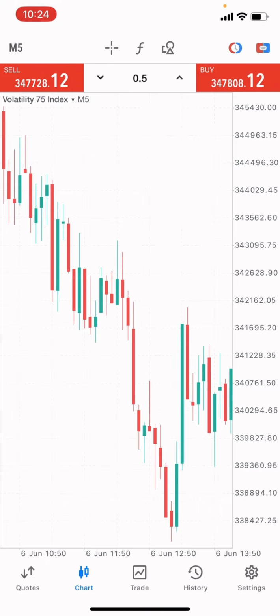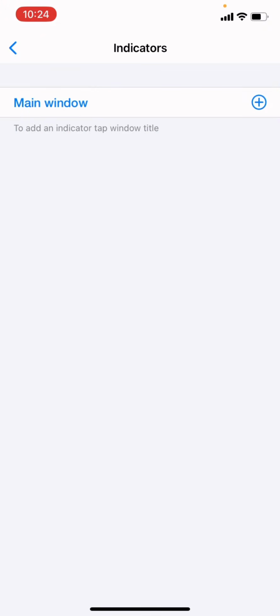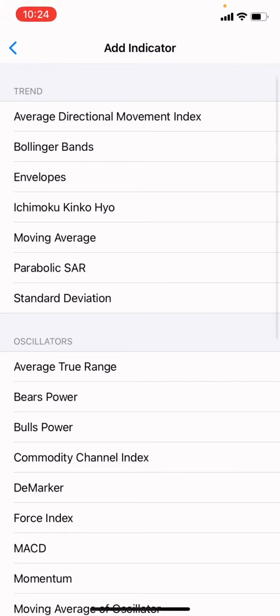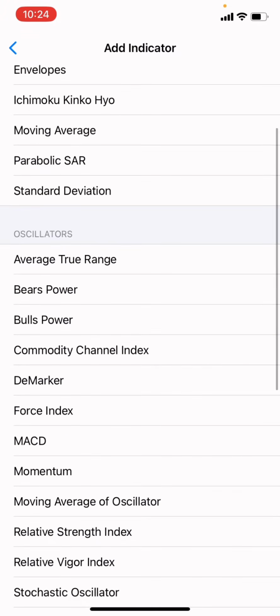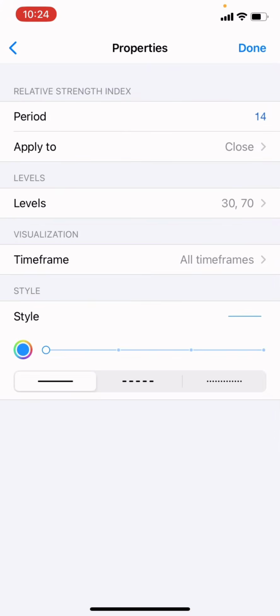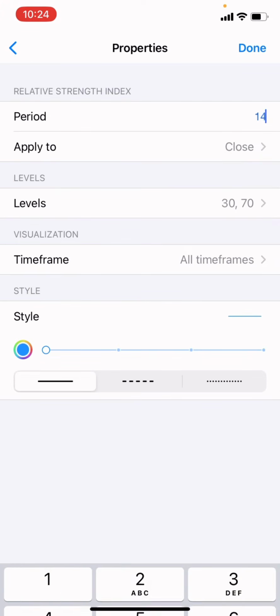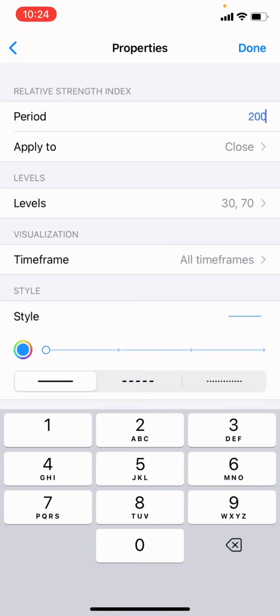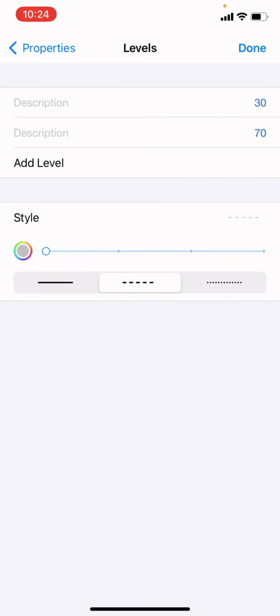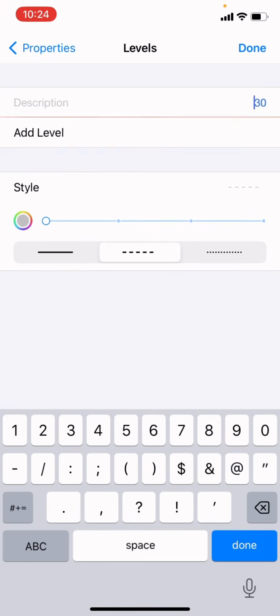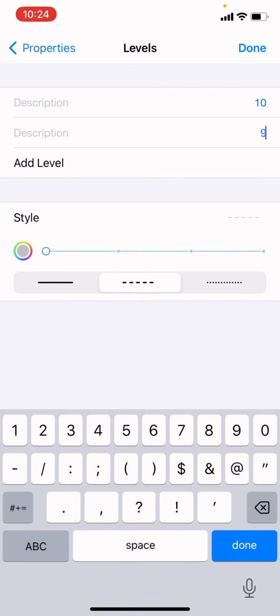Now go to your indicators. You choose on the main window right here and you choose the relative strength index. You set the period to 200. You apply to close, and for the levels, you set the first level to 10 and the second level to 90.